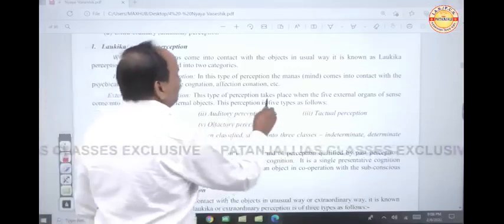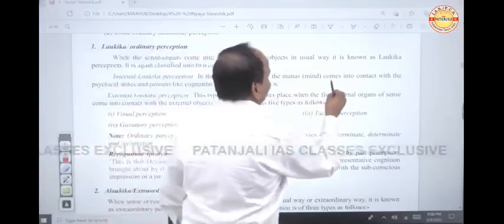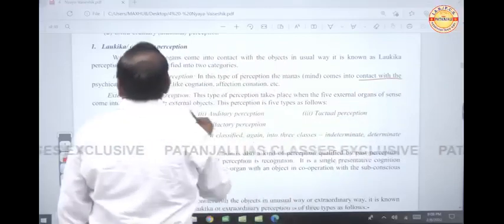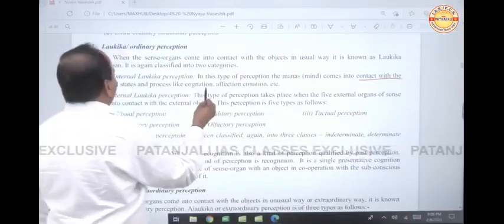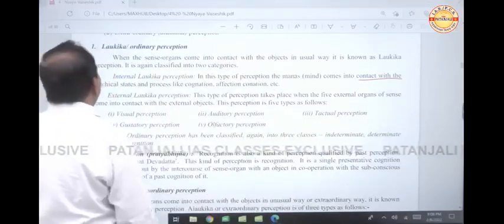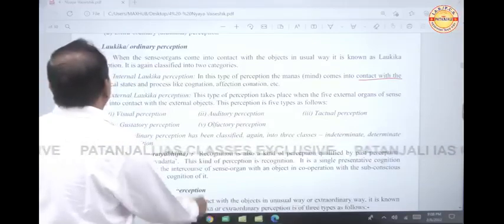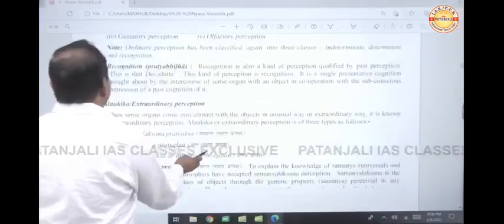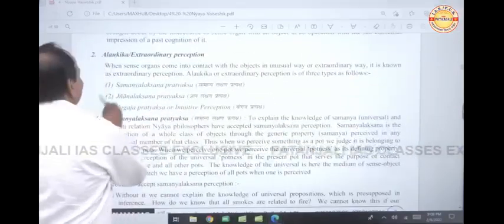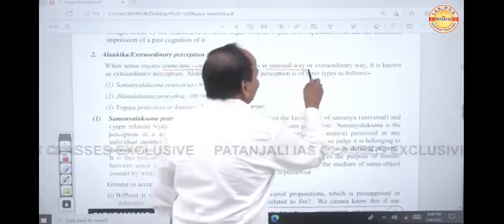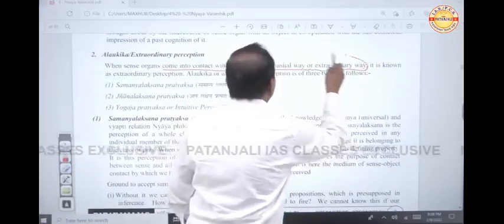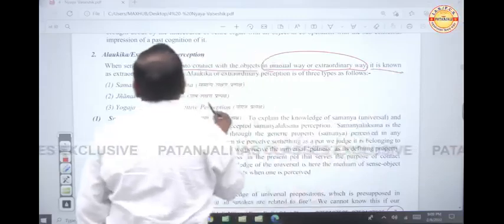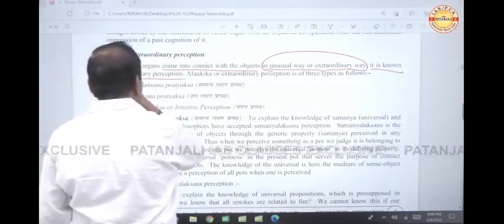When, in this type of perception, man comes into contact with the physical states and processes like cognition. अच्छा ठीक है. लौकिक में देखो, ये लौकिक स्ट्रेट फॉरवर्ड है, ज्यादा प्रॉब्लम नहीं. When sense organs come into contact with the object in an unusual or extraordinary way, it is known as extraordinary perception. कितना आसान है. Taking help of printed notes.